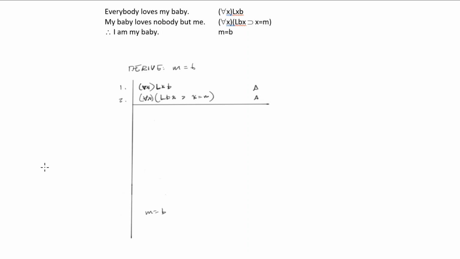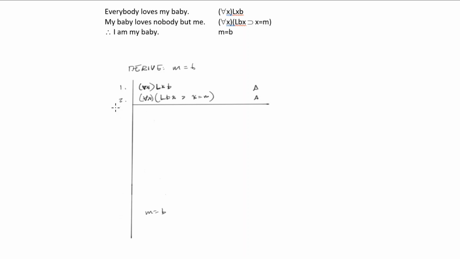The conclusion, the startling conclusion here, is that I am my baby. I'm identical with my baby. So M equals B. I have the derivation set up there. We're to derive the identity statement, M equals B, from our two primary assumptions. So let's go ahead and get started.